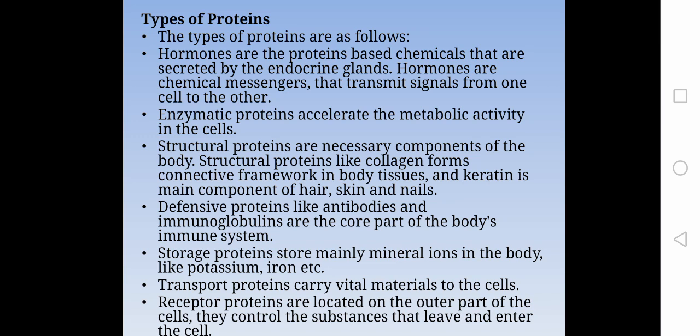Defensive proteins like antibodies and immunoglobulins are the core part of the body's immune system. That's all.